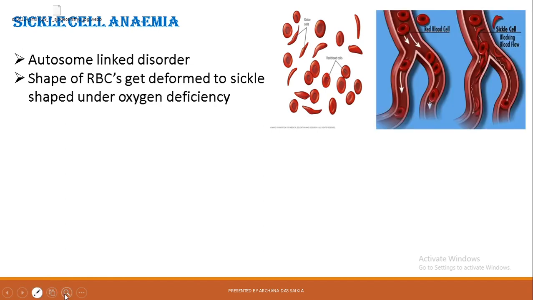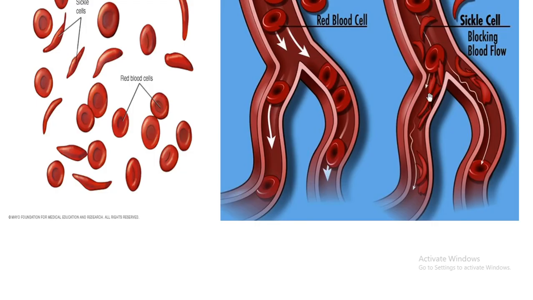So you can see here there is another picture. Here these are the normal blood cells, and when they become sickle shaped, what will happen? They will block. So this way the blood vessels will be blocked, and different parts of the body will not get a proper supply of blood.